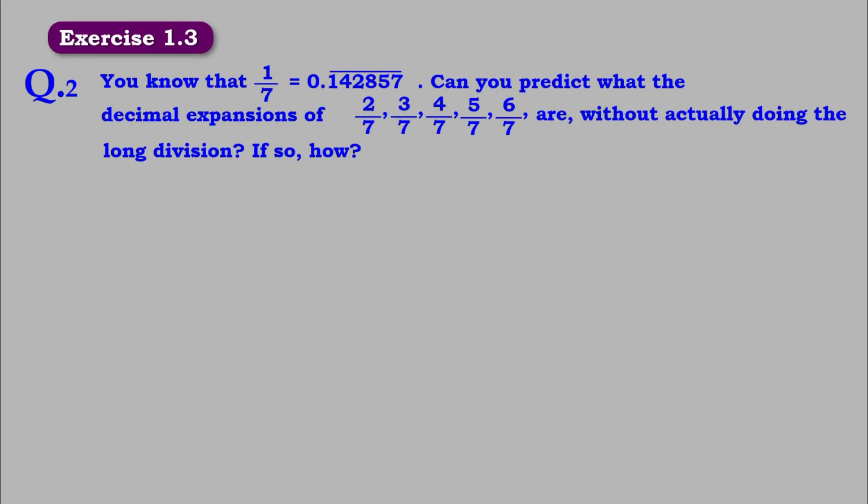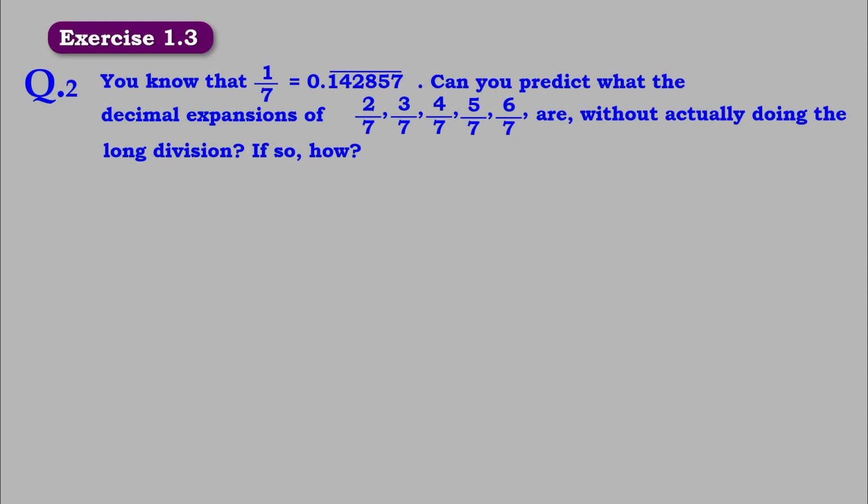Now you know that 1 by 7 is equal to 0.142857 bar, which means the number 142857 is repeating. If you do the division, you will get this number which keeps on repeating.